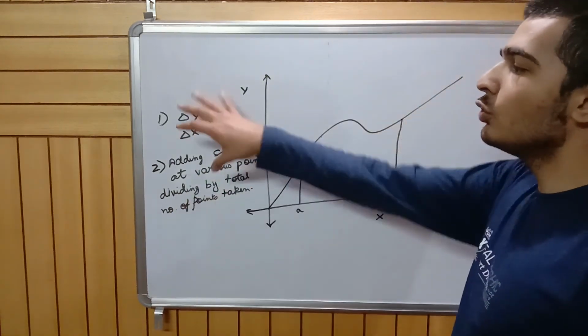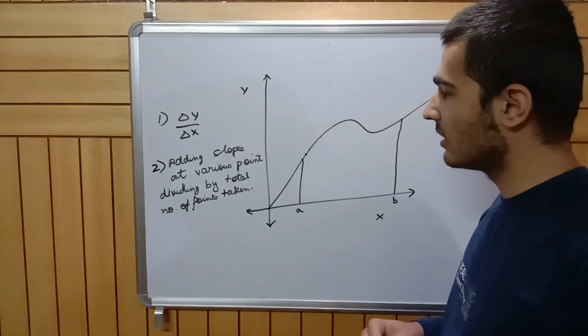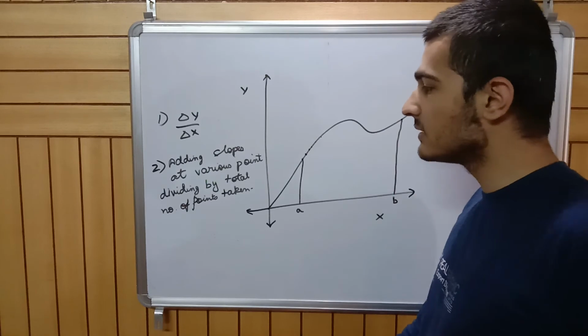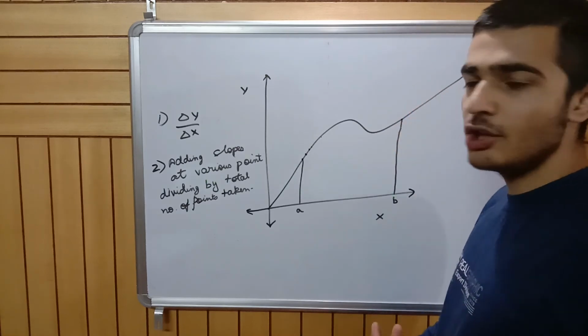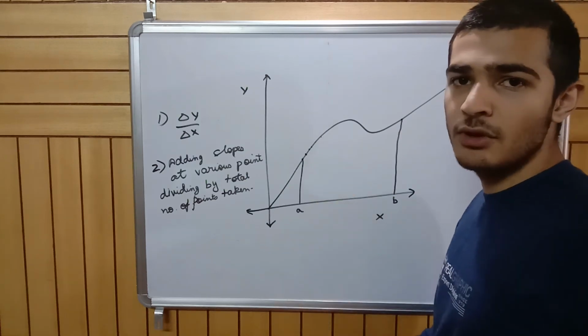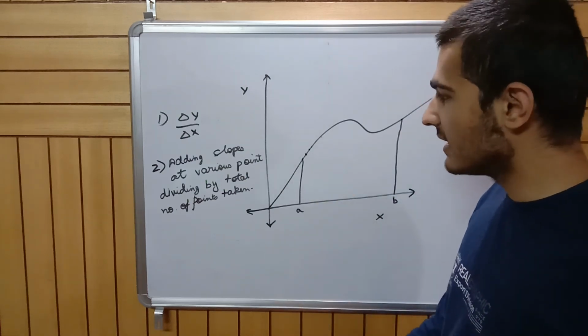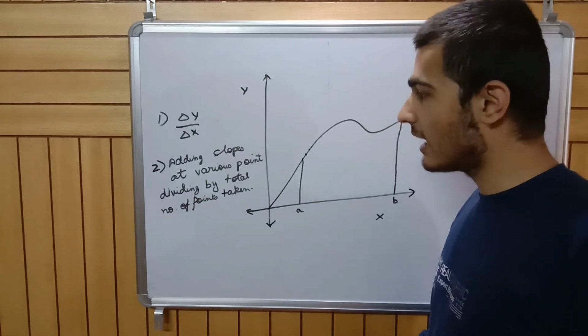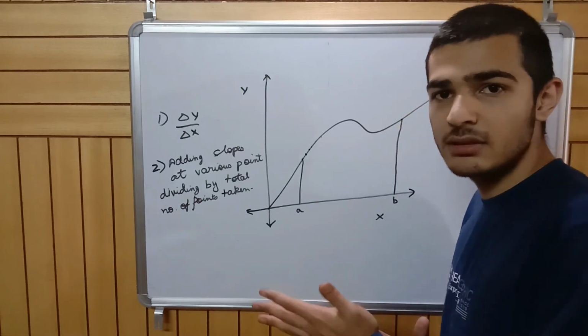These are the two ways in which you can find the average rate of change. I want you to note these two ways down somewhere and keep them in your mind, because we'll be using this in the next few videos. That's it for this video, and we'll meet in the next video and continue the discussion on integration. Bye.